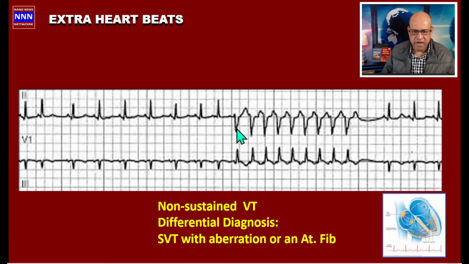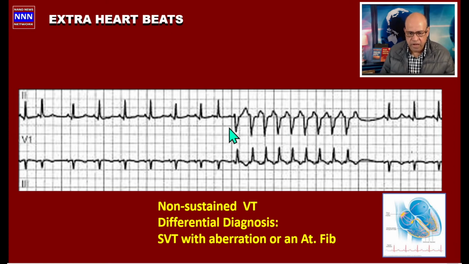Let's remember that. Anytime we have 4 or more complexes, then we are talking about a short burst of ventricular tachycardia. When we are talking about short bursts of ventricular tachycardia, we have to think about not only ventricular tachycardia, but also we need to consider supraventricular tachycardia with aberration. And the supraventricular tachycardia could be a regular tachycardia like a PAT, or a flutter, or atrial fibrillation, which is irregular.